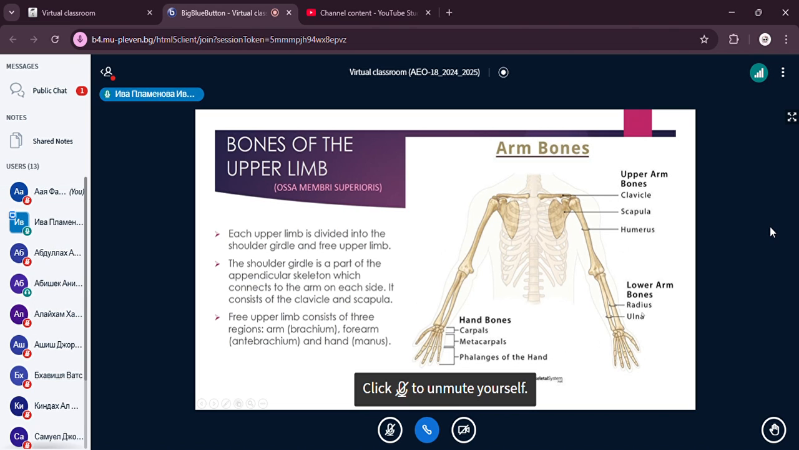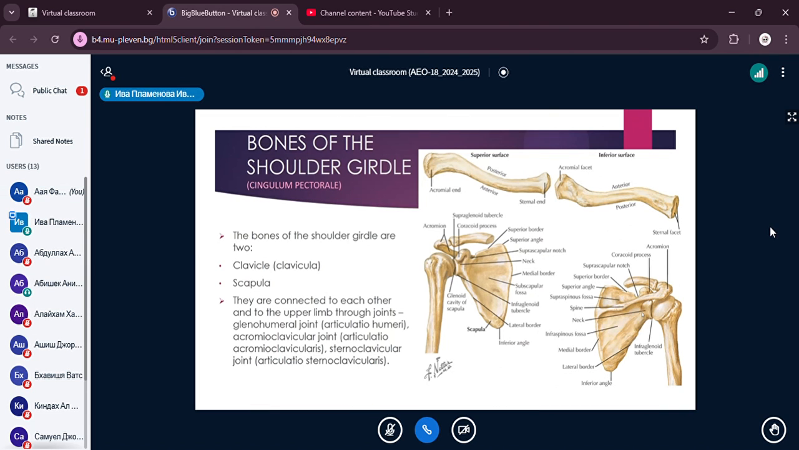You can see that later. Let's start with the bones of the shoulder girdle. I told you there are two, clavicula and scapula. They are connected to each other, of course, and to the upper limb. The joint between the scapula and the humerus is the glenohumeral joint or articulatio humeri.